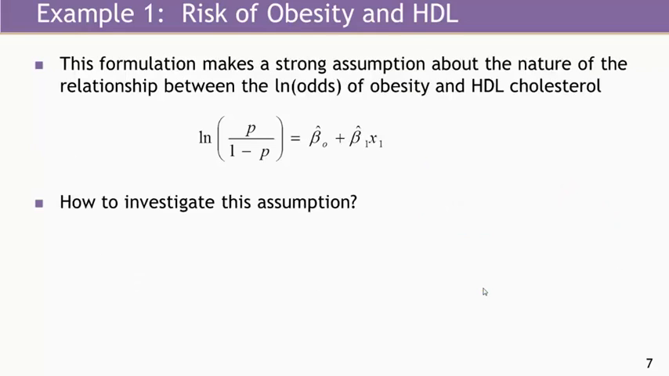The formulation here makes a strong assumption about the nature of the relationship between the log odds of obesity and HDL cholesterol level as measured on the continuous scale. So how can we take a look and see whether this is reasonable? Well, when we had continuous outcomes and a continuous predictor, we could do a scatter plot and see whether it was reasonable to assume a linear relationship between the mean of our continuous outcome and our predictor. What we're actually assuming is linear when we have a binary outcome is the log odds of the outcome as a function of the predictor.